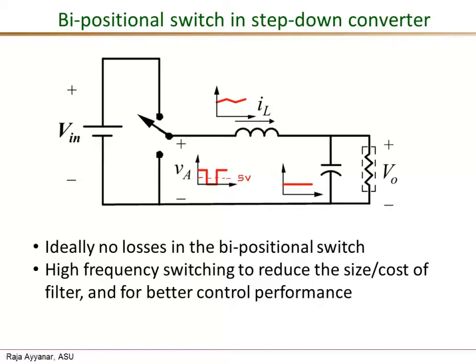But in general this is the basic principle of many of the switch mode DC-DC power converters, where we control, in an average sense, the output of this bipositional switch in order to realize many different objectives. In this example, the objective was to regulate the output voltage, and we do this switching at very high frequencies in order to reduce the size and also the cost of the filter components, the L and C, and also to get a higher control bandwidth and therefore a better control performance.